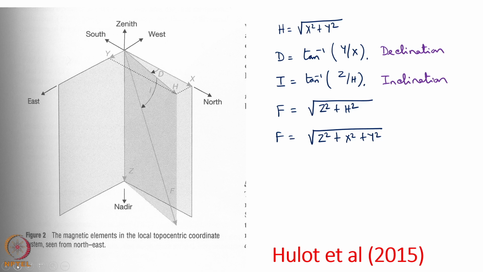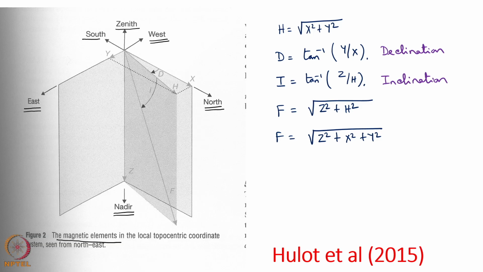Now, we are going to see the magnetic elements. Consider a geographic north, not the magnetic north, and the opposite direction is the geographic south. Then from north, as you move clockwise, after moving 90 degrees, you get the geographic east, and 180 degrees opposite to that is the geographic west. Vertically up is the zenith and downward is the nadir.